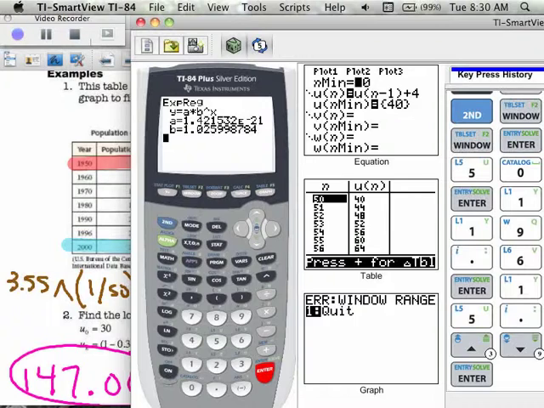Yes, sir? Which way do you want to use it? I personally don't care which way you use it. If you're using your calculator, show me the steps that you did. Write them out on your test so I know which one you did.